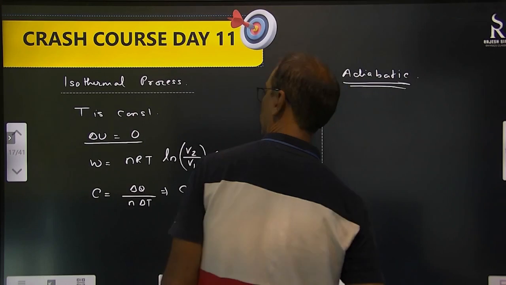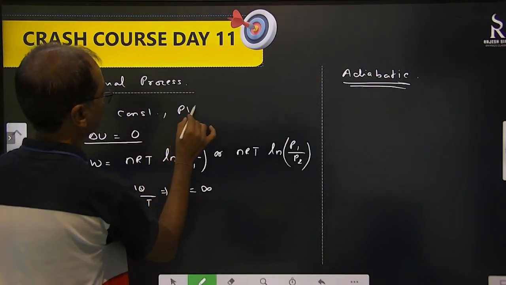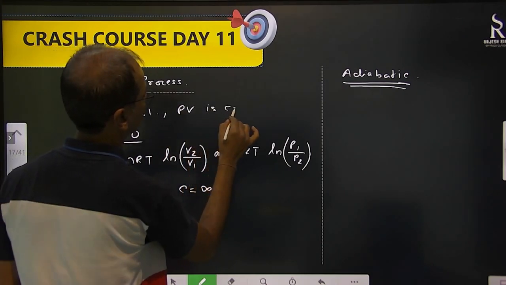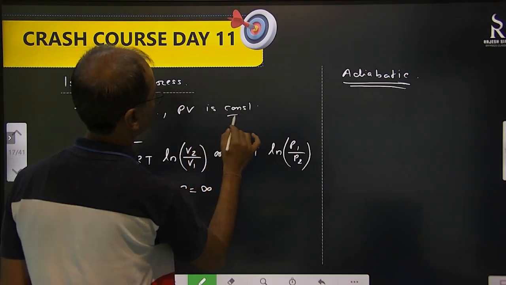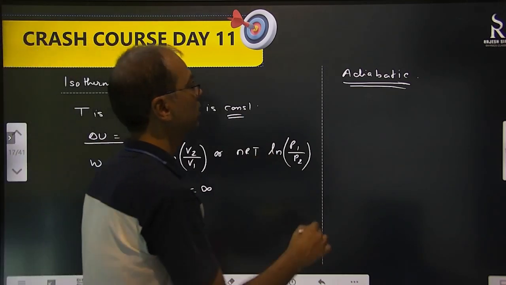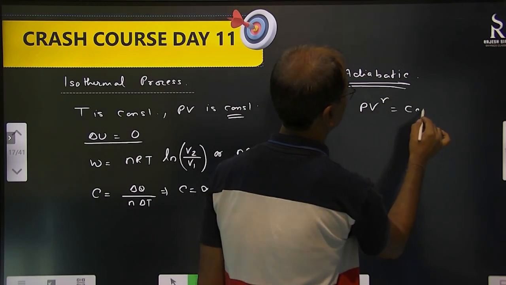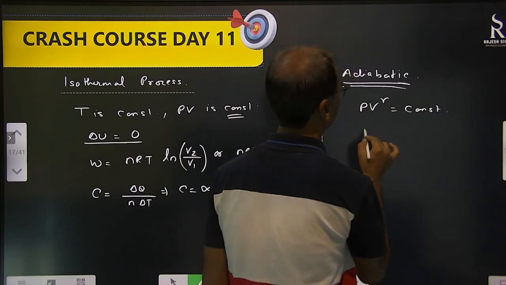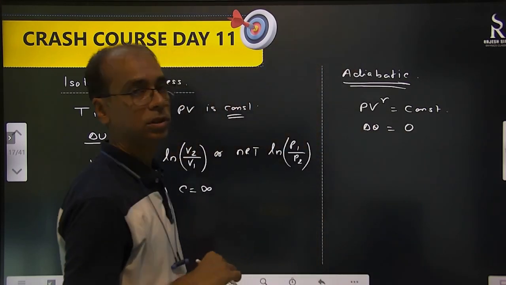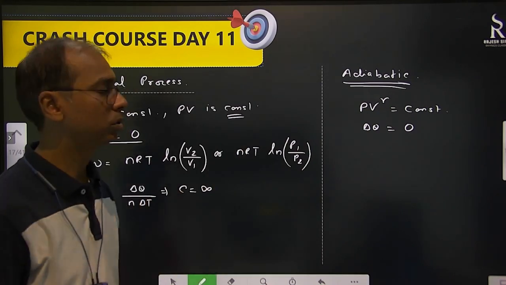One more thing here. Isothermal process means PV is constant. Adiabatic process, PV to the power gamma is constant, and delta Q is 0. No heat is transferred between the system and surrounding in an adiabatic process.